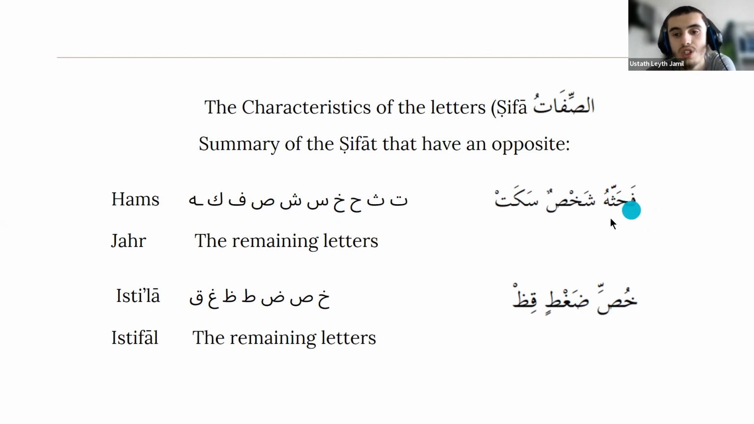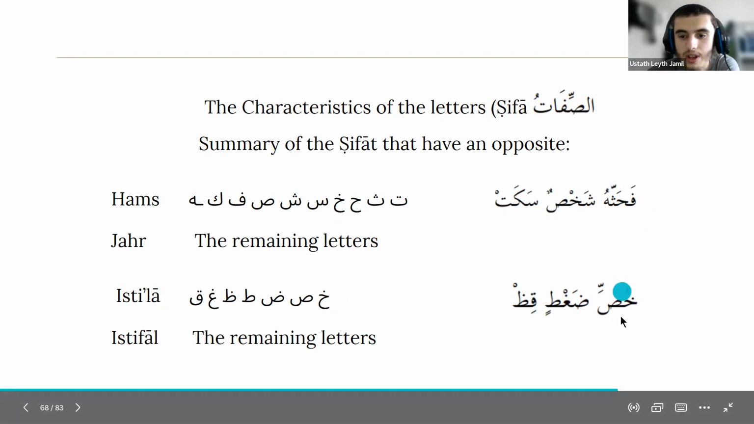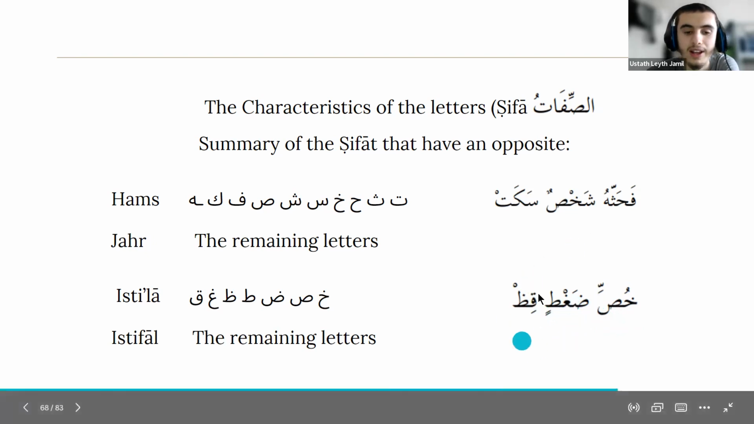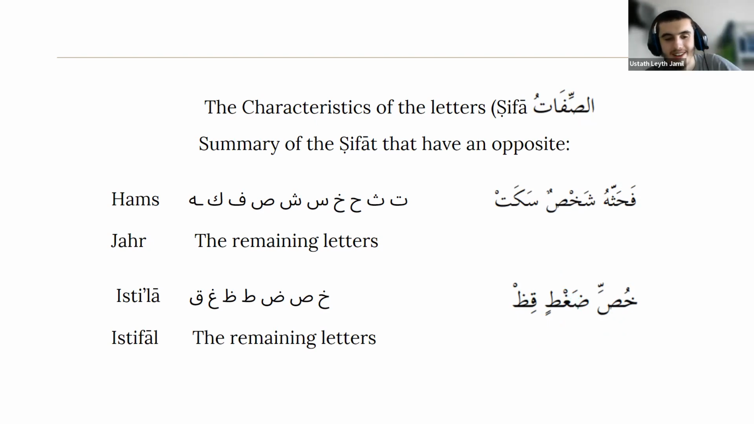فحثه شخص سكت. I know it's a bit hard. This is longer than Qutb Jad, of course. So these are all the Hams letters. And then here you got the Isti'la, Khussi, Baghdin, Qidh. This is how people learn it. I know this is much harder than Qutb Jad, but it's nice to know anyway.